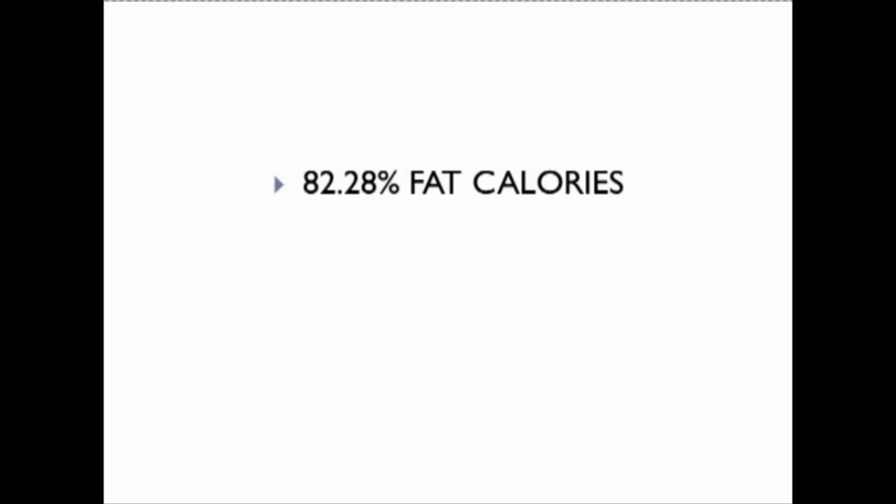The correct answer is 82.28%. How did I calculate it? Well, there's 32 grams of fat, so we'll get the fat calories by multiplying 32 by 9, and that's 288. And the one slice of pie had 350 calories, so we divide that amount by 350 calories, and we get 82.28%.